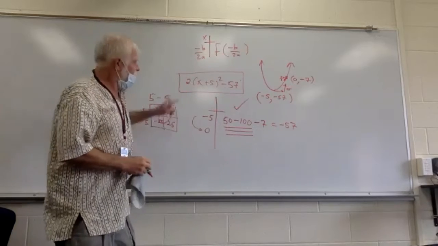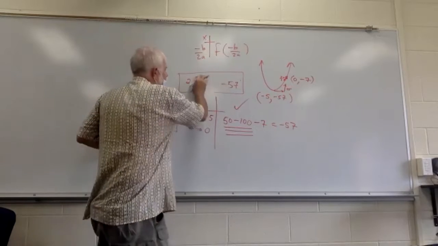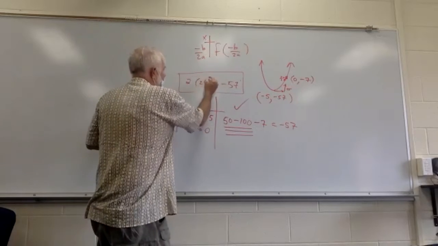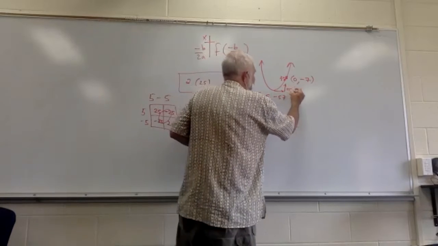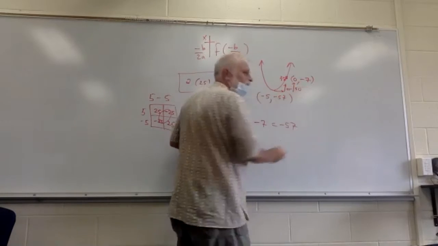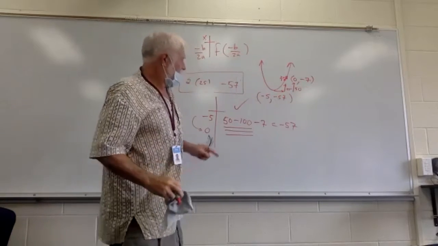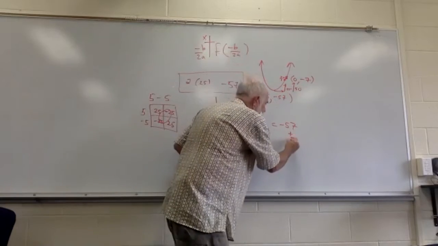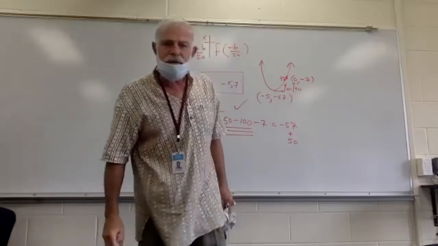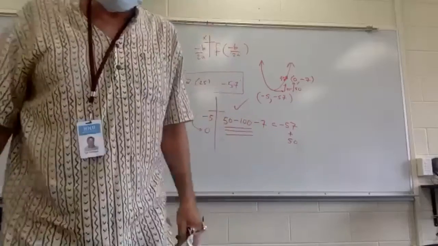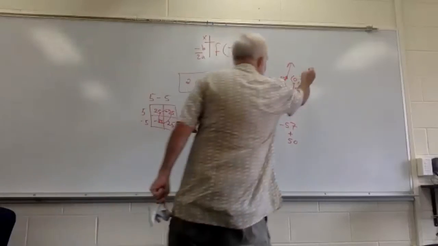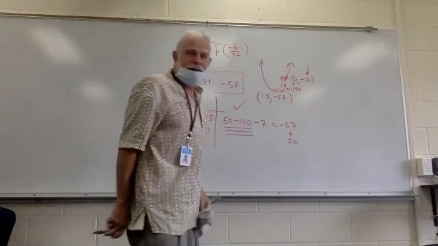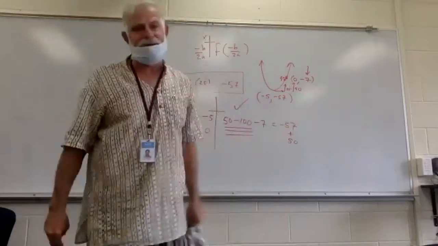Yeah. And what am I doing to that 25 units here? Multiplying by 2. And if you multiply by 2, how much are you going up? 50 units. And if I add 50 to negative 57, where am I at? Negative 7. Isn't that where I wanted to be? Yeah. So you're really doubling the squaring process.